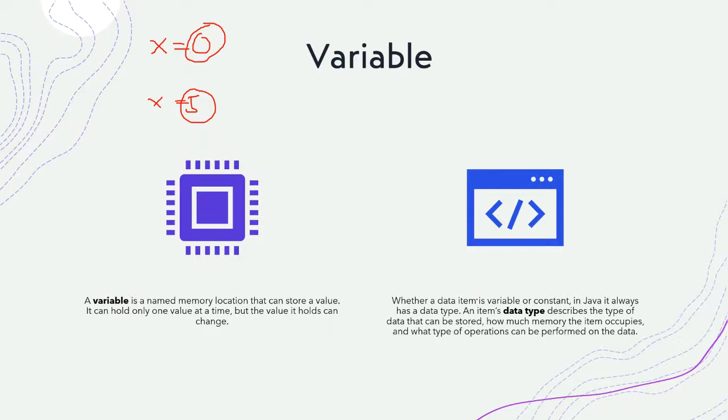Whether a data item is variable or constant, in Java it always has a data type. An item's data type describes the type of data that can be stored and how much memory the item occupies. So we have discussed this already from the previous slide. Basically, all the variables and constants should be declared with a data type. Let's say int age, String carName, something like that. So those are data types.